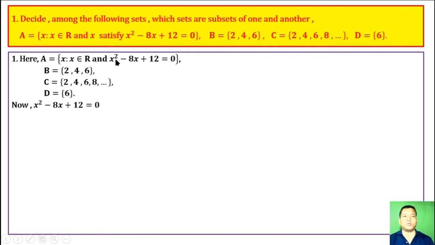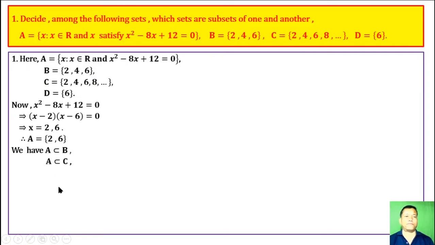Now solving this quadratic equation, we get X equal to 2 and 6. Therefore A consists of 2, 6. Now we have the sets A, B, C, D. Let us see. A consists of 2, 6, which are also in the set B. Therefore A is a subset of B. And the elements of A, that is 2, 6, are also elements of the set C. Therefore A is a subset of C.